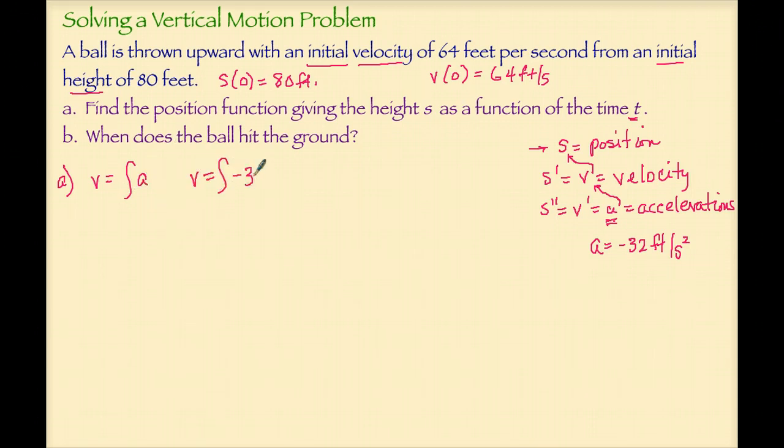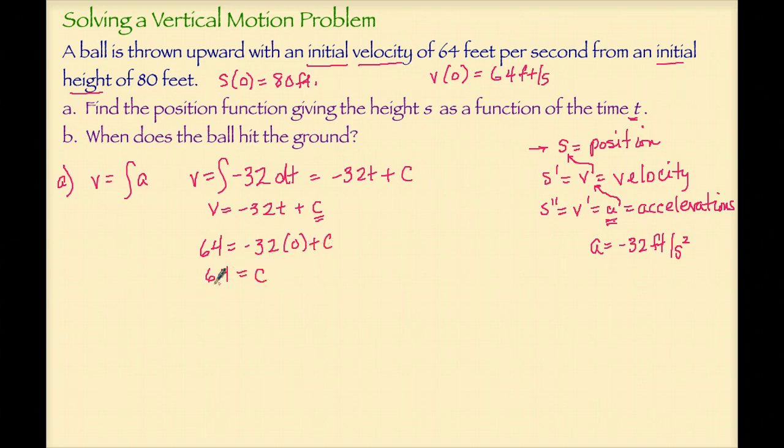Therefore, we're going to integrate negative 32 with respect to time. This gives us negative 32t plus c, our general solution. But using the initial condition that we have, we can solve for a particular c. 64 is equal to negative 32 times 0 plus c, which means that 64 equals c. Therefore, our particular velocity function is going to be negative 32t plus 64.